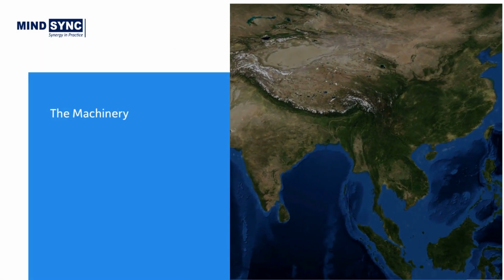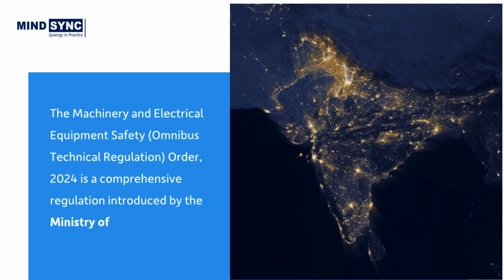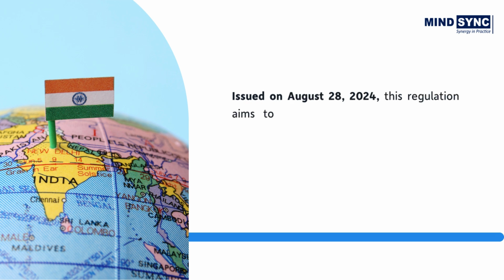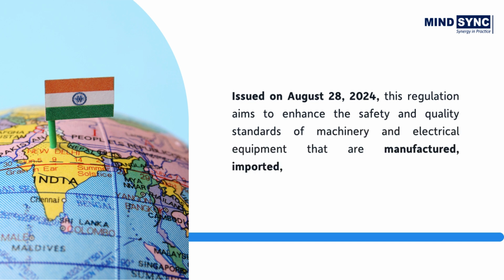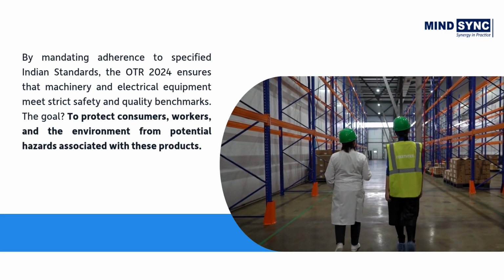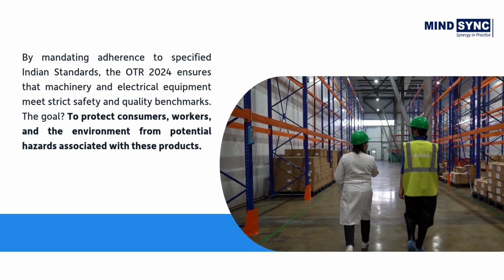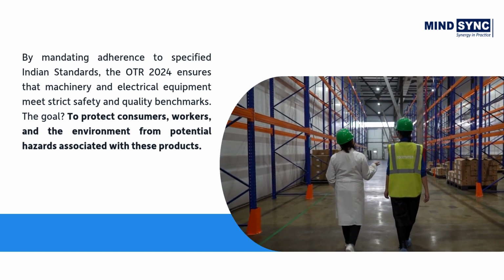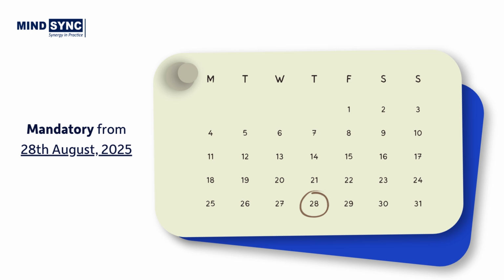Now let's understand what this order is all about. The Machinery and Electrical Equipment Safety, Omnibus Technical Regulation, Order, 2024 is a comprehensive regulation introduced by the Ministry of Heavy Industries, Government of India, issued on August 28, 2024. This regulation aims to enhance the safety and quality standards of machinery and electrical equipment that are manufactured, imported, distributed, sold, hired, or leased within India, by mandating adherence to specified Indian standards. The OTR 2024 ensures that machinery and electrical equipment meet strict safety and quality benchmarks. The goal: to protect consumers, workers, and the environment from potential hazards associated with these products. Now moving to the effective dates, it's mandatory from 28 August 2025.